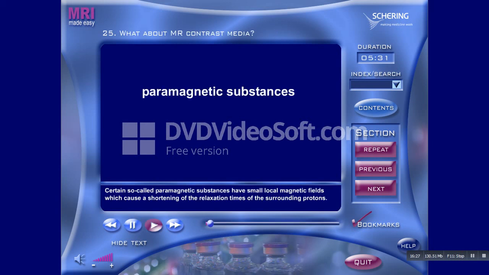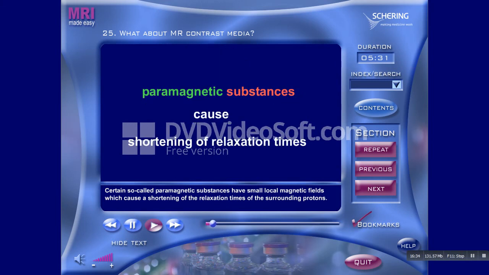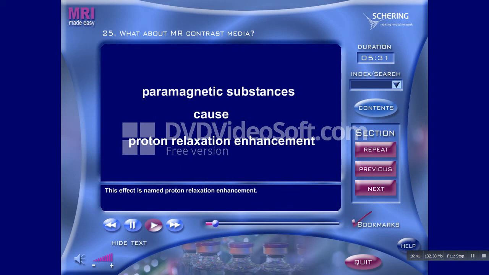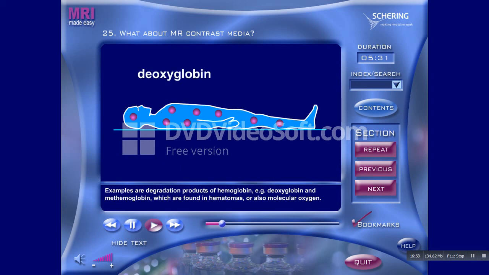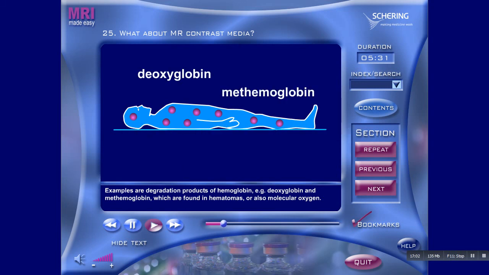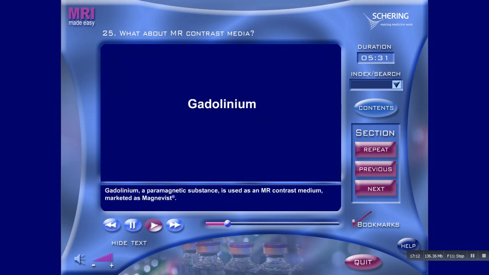Certain so-called paramagnetic substances have small local magnetic fields which cause a shortening of the relaxation times of the surrounding protons. This effect is named proton relaxation enhancement. The body contains paramagnetic substances under normal circumstances. Examples are degradation products of hemoglobin, for example, deoxyhemoglobin and methemoglobin, which are found in hematomas, or also molecular oxygen.